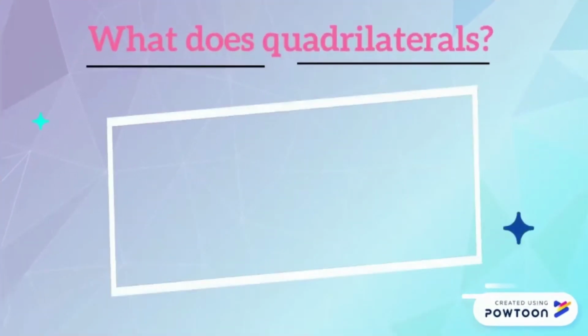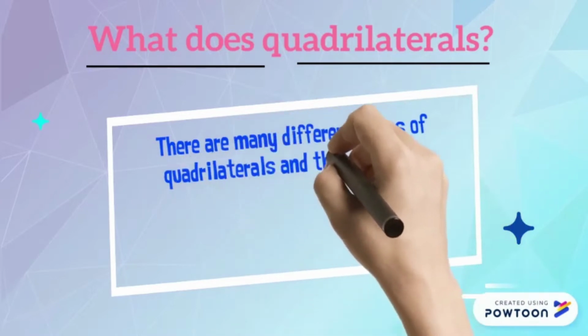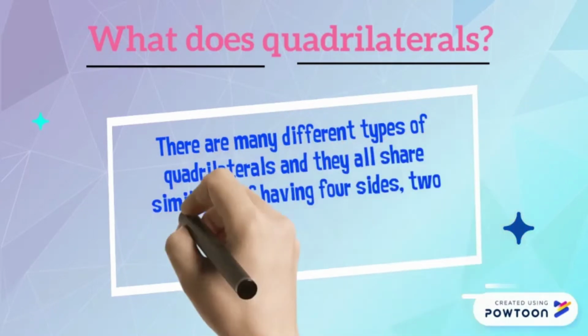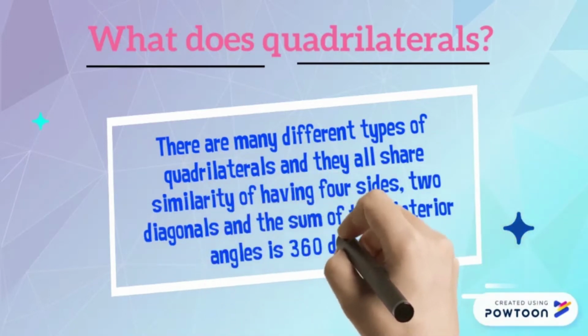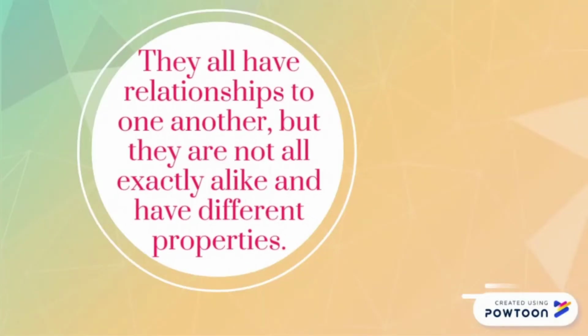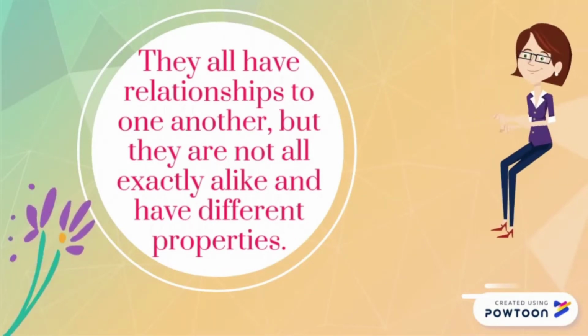What are quadrilaterals? There are many different types of quadrilaterals and they all share the similarity of having four sides, two diagonals, and the sum of their interior angles is 360 degrees. They all have relationships to one another, but they are not all exactly alike and have different properties.